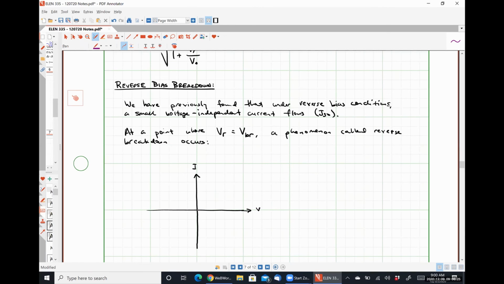When we forward bias it, it's going to look something like this. It's going to start slow and exponentially increase as our applied bias voltage gets larger and larger. If we make our voltage too much, we overheat it and it burns out.